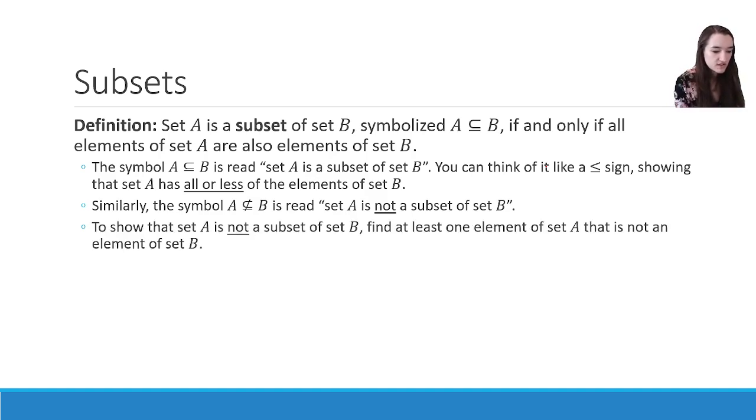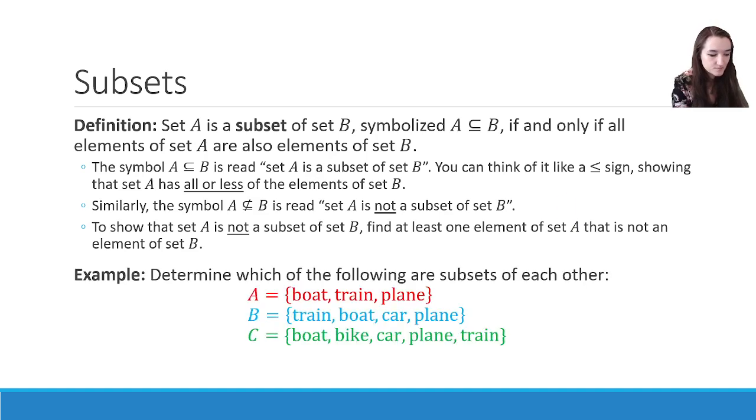We can also say the subset symbol with a line through it means it is not a subset. So A is not a subset of B means we would write that symbol with the line through it, in the same way that we would say something is not less than. To show that set A is not a subset of set B, we just need to find at least one element of A that is not an element of B.